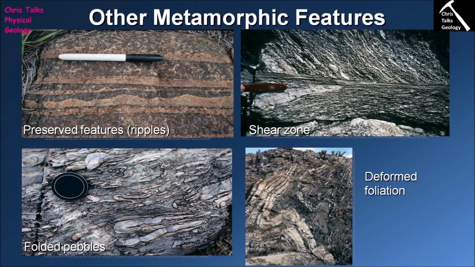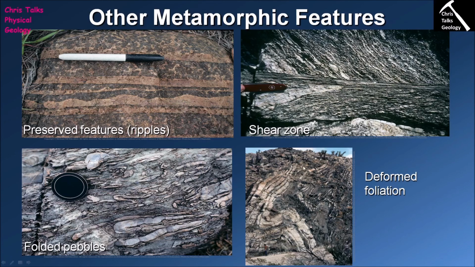The final type of metamorphic texture which we will commonly come across is what's referred to as a deformed foliation. So lots and lots of different metamorphic rocks will have either a foliation or a lineation. And what will happen is this foliation or lineation will form in response to some kind of tectonic stress, but then it's not uncommon for the deformation of the rock to continue over a long period of time, and this can actually lead to our foliation or lineation becoming folded.